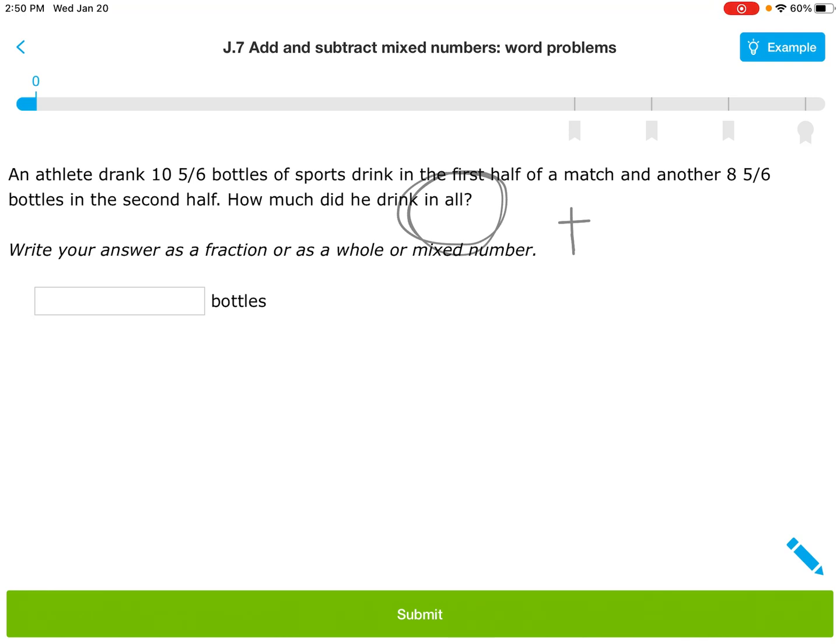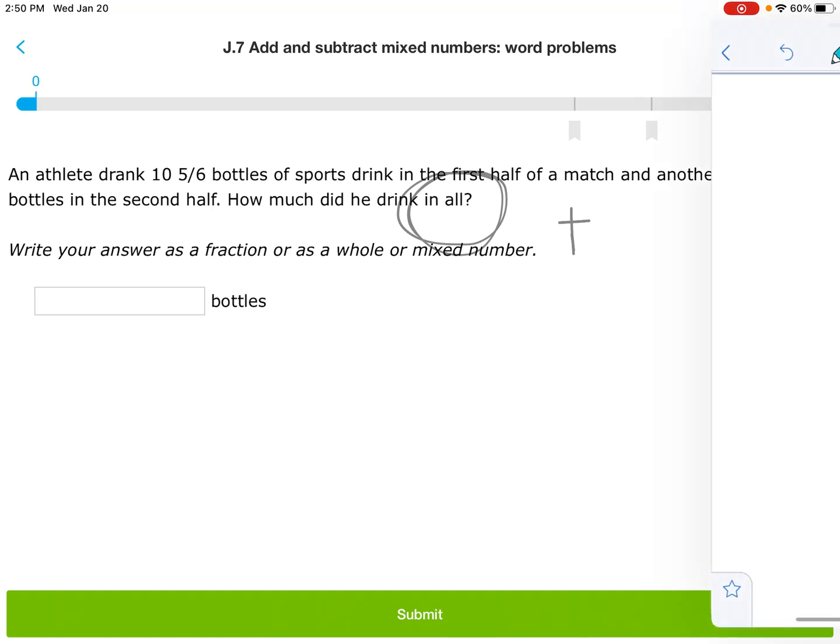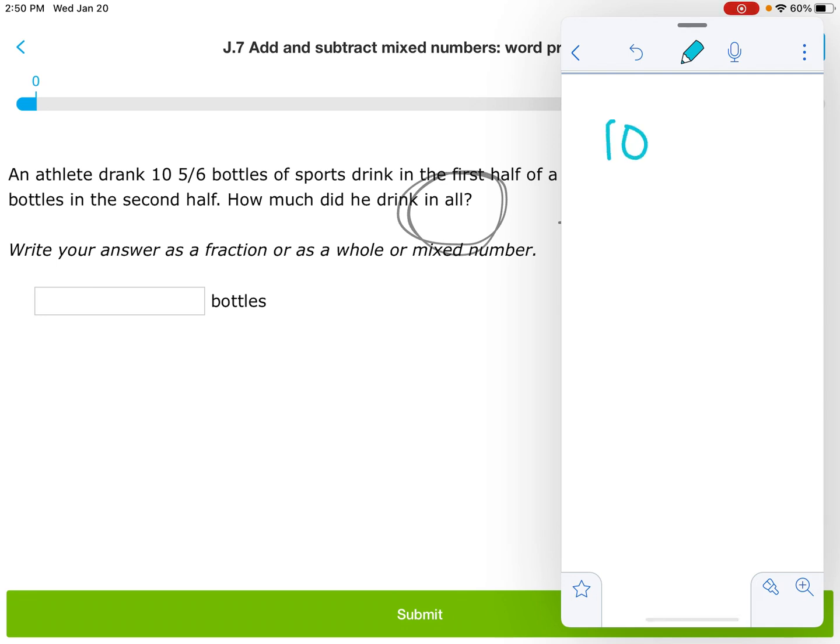We are going to add 10 5/6 plus 8 5/6. Alright, so let me write those down. 10 5/6 plus 8 5/6. Alright, so again, when we add and subtract mixed numbers, there's two ways we could do it. We could change it to an improper fraction and add our improper fractions, or we could just add our mixed numbers. I think the mixed number way is a little bit more complicated, but if that way makes sense to you, then do that way.